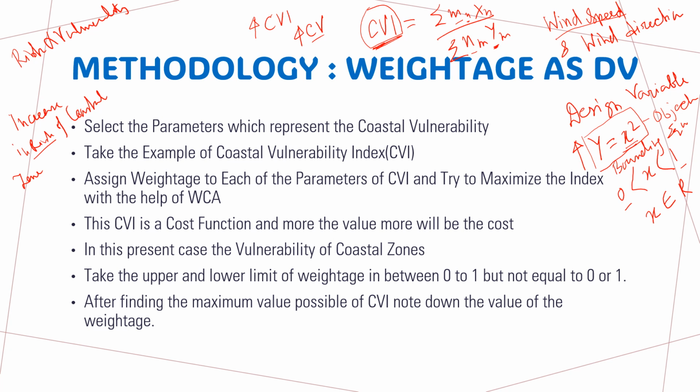So both of them will sit in the numerator. But the impact of these two parameters is different on coastal vulnerability. Okay, so this wind speed will have a greater significance compared to wind direction in imposing coastal erosion, that is coastal vulnerability.